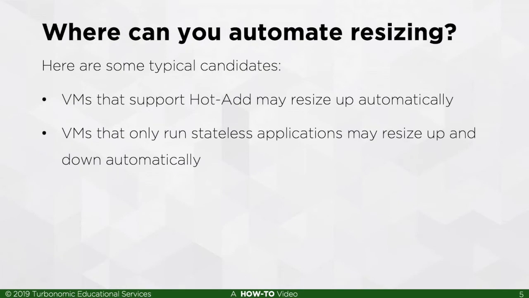Now, where can you automate resizing? Here are some typical candidates. You might have virtual machines in your environment that support hot add. These are VMs where you can add CPU or memory without rebooting the VM. And this is generally a safe group of VMs to automate resize up on. You might also have virtual machines that only run stateless applications. So these kinds of VMs can be stopped and started without impacting application service. These kinds of VMs might be able to size up and down automatically.